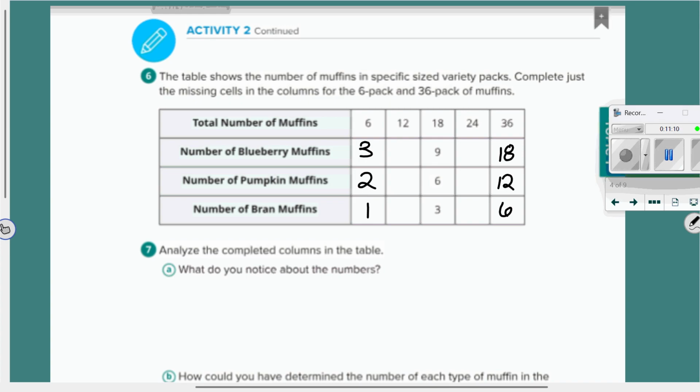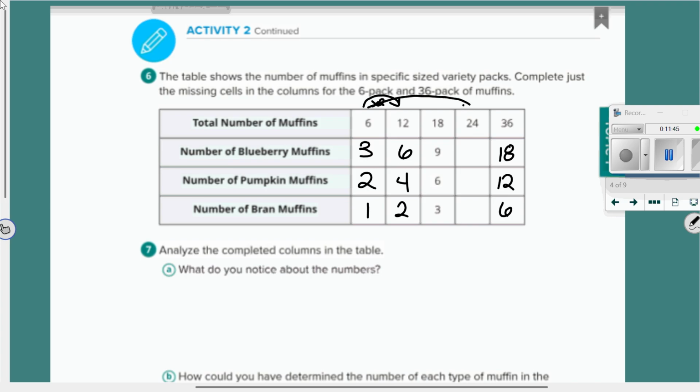Equivalent ratios, you have to do the same thing to each number, yes? I always start with the simplest form ratio, so that would be our 6-pack in simplest form. What do I do to 6 to get to 12? So that means I'm doing that all the way down. 3 times 2 is? 2 times 2 is? 1 times 2 is? Equivalent means you're doing the same thing to every number. Make sense?